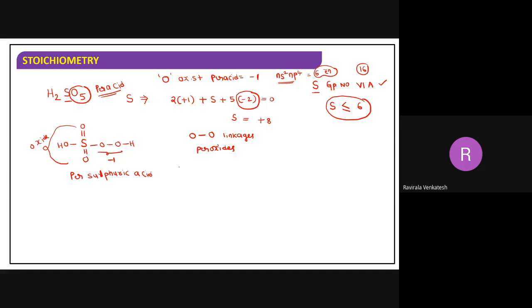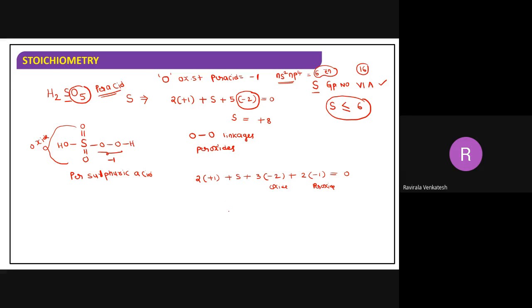First of all we'll see, there are 2 hydrogens with +1 charge, plus sulfur. There are 3 oxygens whose charge is -2. There are 2 oxygens whose charge is -1, that is equal to 0. This is for peroxide and this one is for simple oxide.